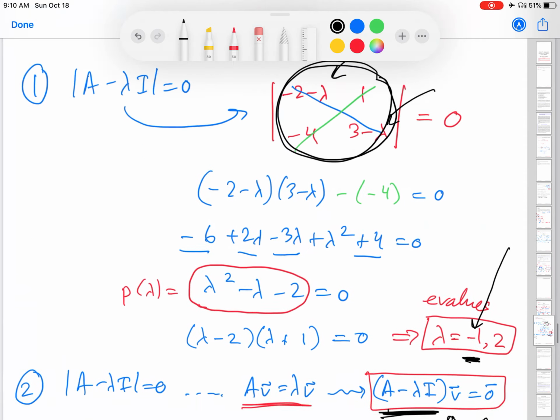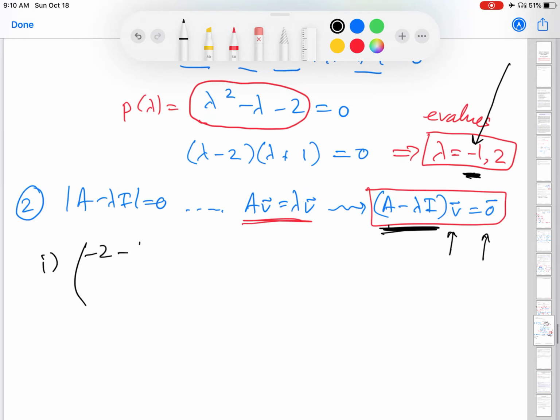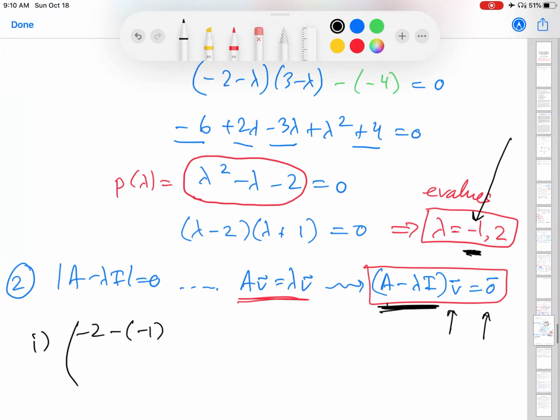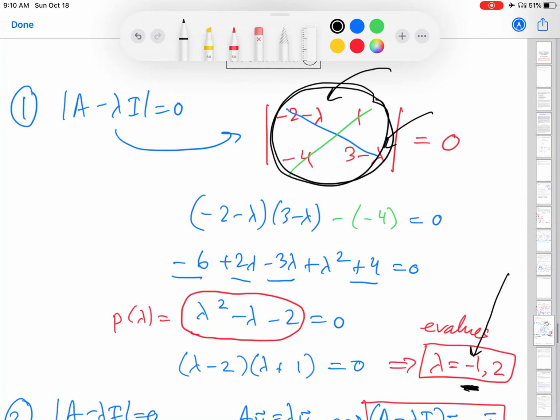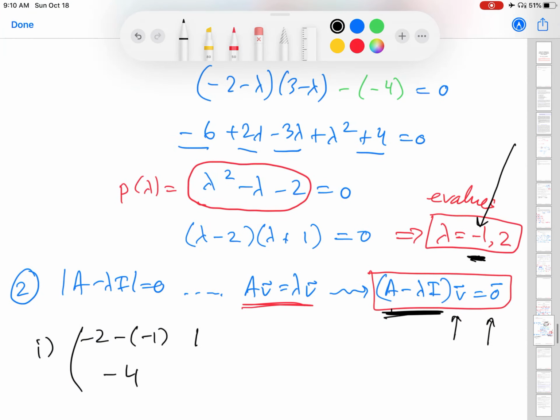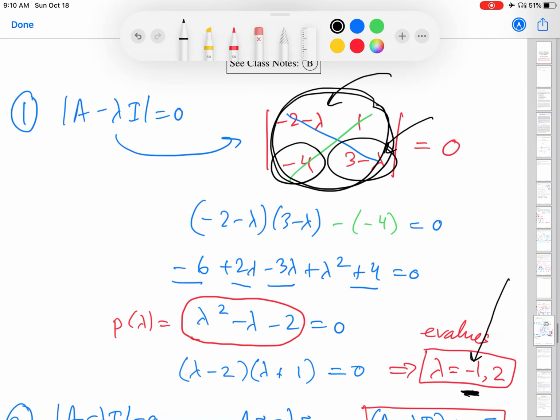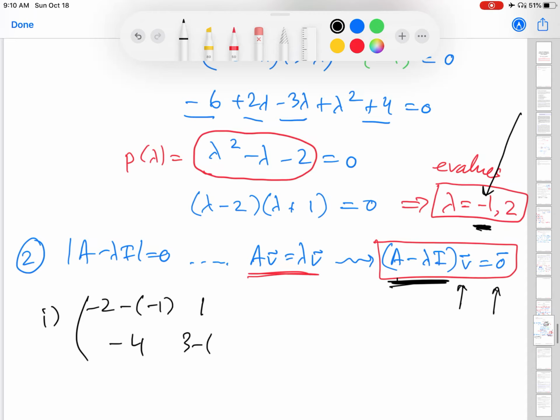So I do -2 minus -1, and the upper right component is 1. Then the lower left component is -4, and 3 minus the lambda value, which is -1. I'm going to write this down here, and now I'm solving this system. The way I'm going to solve the system is using augmented matrices. That makes it a little easier to keep track of what's going on, and it also goes back to very early things that we had done in the first lesson in this linear algebra unit.